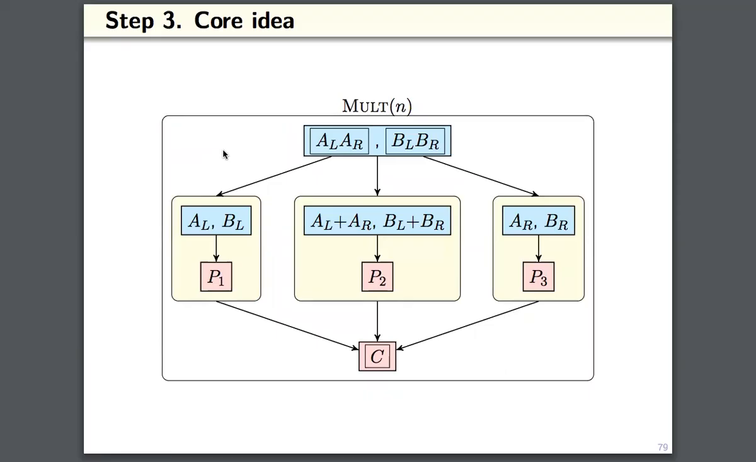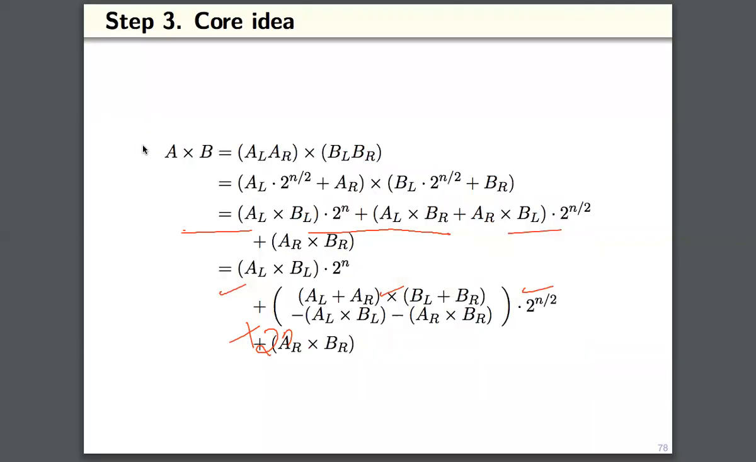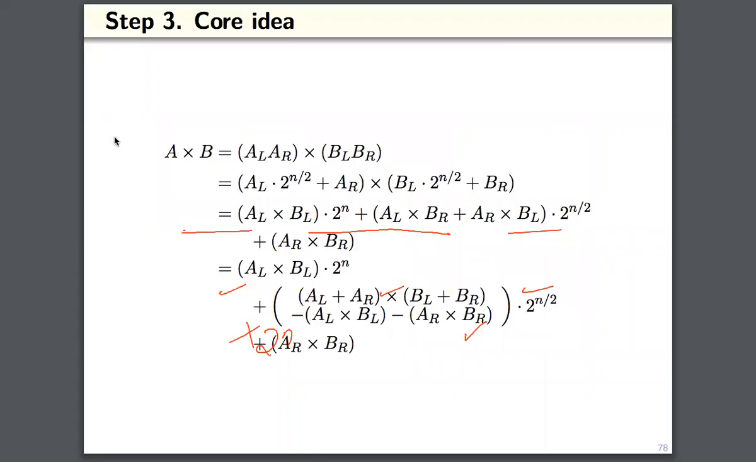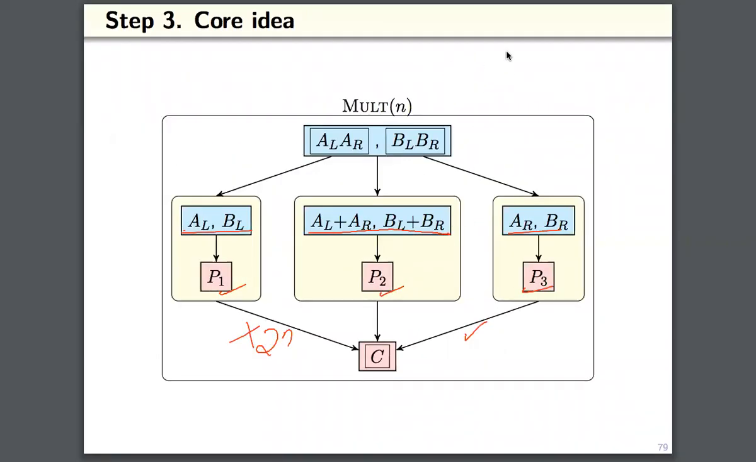Let's look at the diagram. AL, AR, BL, BR, and what do we have? We have 3 subproblems only, AL times BL, and this and this. We get the products. Now what do we do? We multiply product 1 with 2 power n, as given before. ALBL times 2 power n, and then ARBR times nothing. So we just add whatever is there here. But let's look at P2. What do we do with P2? P2 minus P1 minus P3.